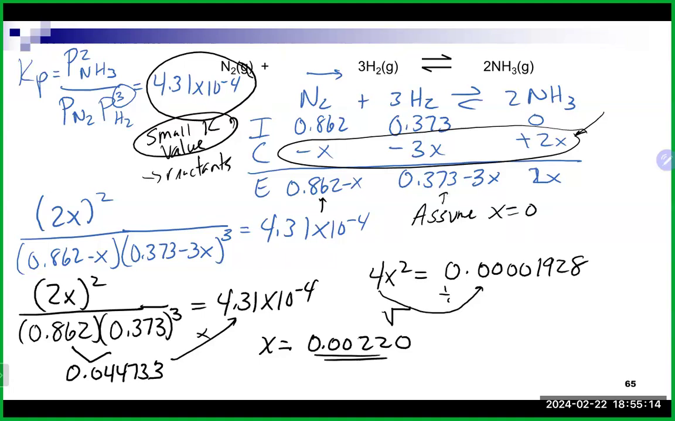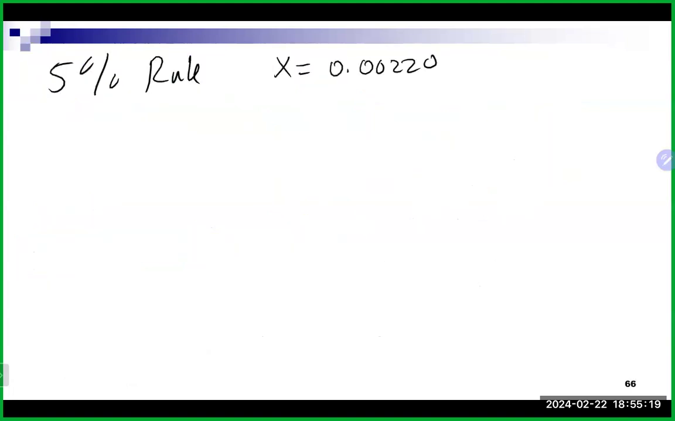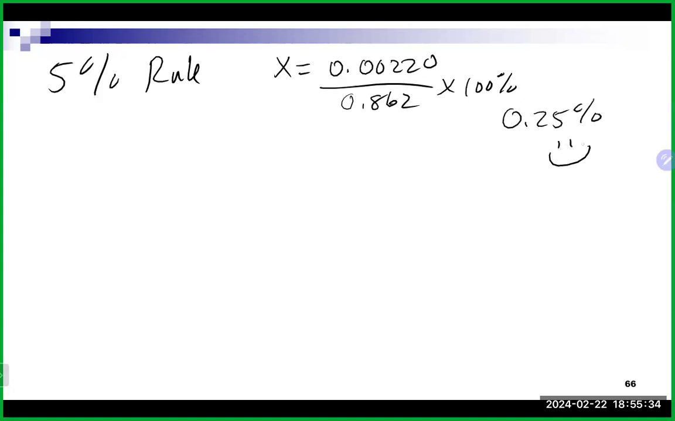Frankly, if you do one of them and you're good, you're probably good on both of them. So I'm going to divide it by the 0.862, times it by 100%. And if I take that divided by 0.862 times it by 100%, I end up with 0.25%. That is less than 5%. Then you put a happy face and move on with your life, yes?